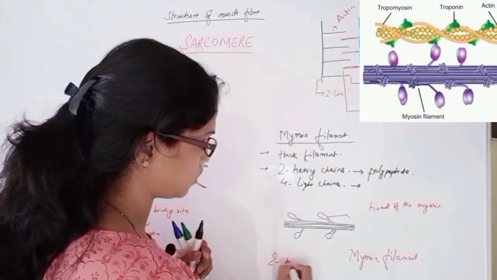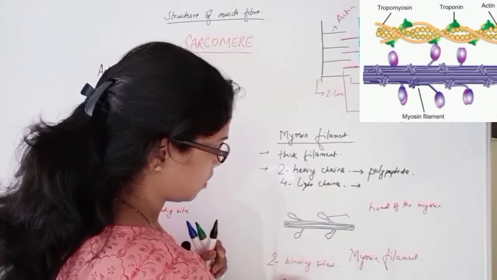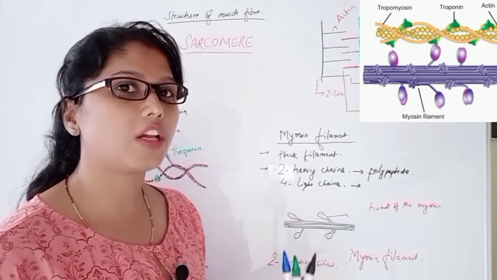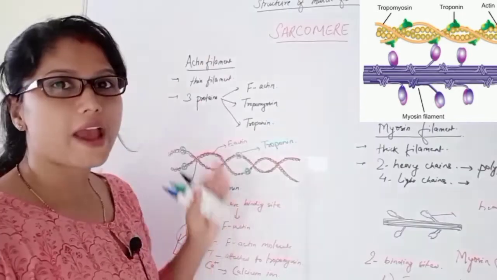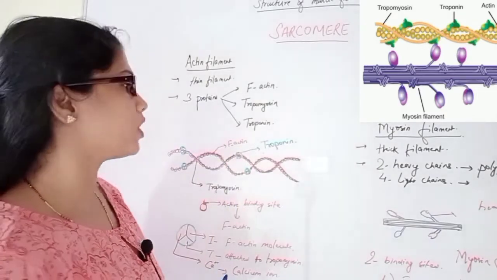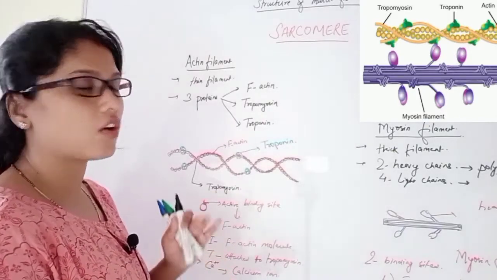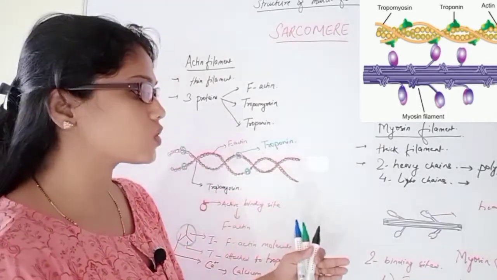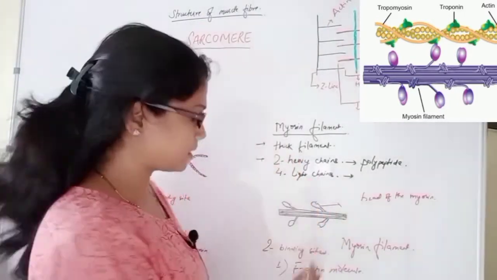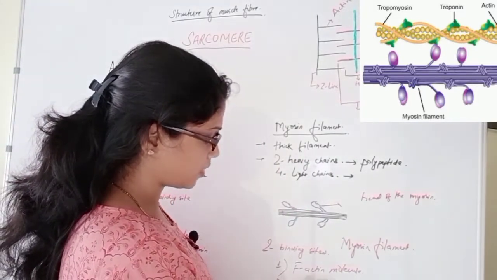It consists of two binding sites. One is for the attachment of the F-actin molecule during muscle contraction. As you have seen, the actin filament consists of F-actin protein molecules which have a binding site, and this binding site of the F-actin molecule gets attached to the head of the myosin. So it has one binding site for the F-actin molecule and the other for the ATP molecule.